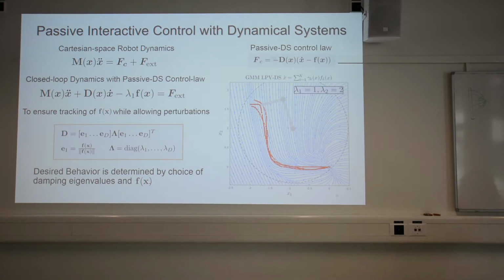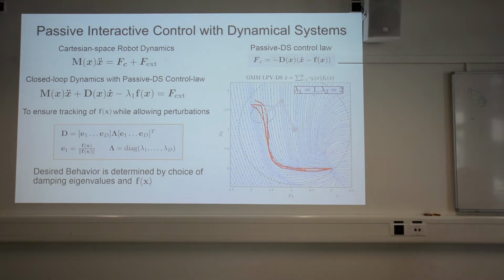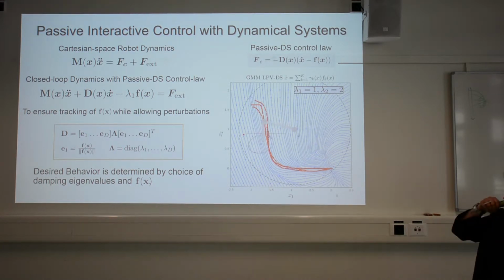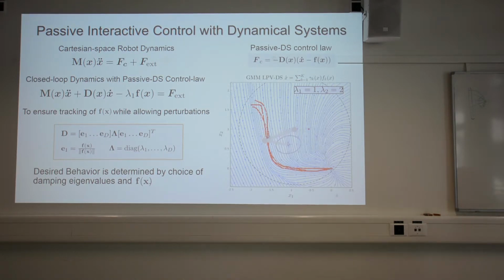So for example, if we choose lambda 1, the first eigenvalue, which acts like the control gain, to 1, and then we select lambda 2 to 2, we can see something like this. This is the actual damping matrix. While we're doing perturbations, we can see how it's aligning itself to the flow of motion given by the dynamical system.